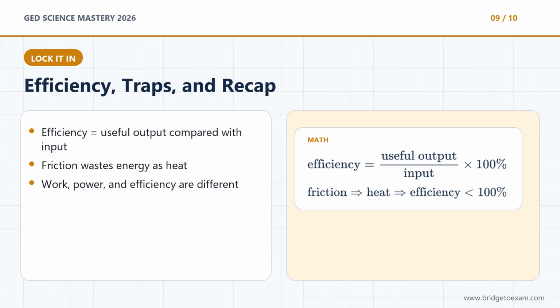That leads to the traps. 1. Thinking machines reduce total work. No, they trade force for distance. 2. Thinking pushing hard always means work. No, the object must move. 3. Mixing up work and power. Work is force times distance. Power is work divided by time. 4. Thinking efficiency can be perfect. In the real world, friction always takes a share.